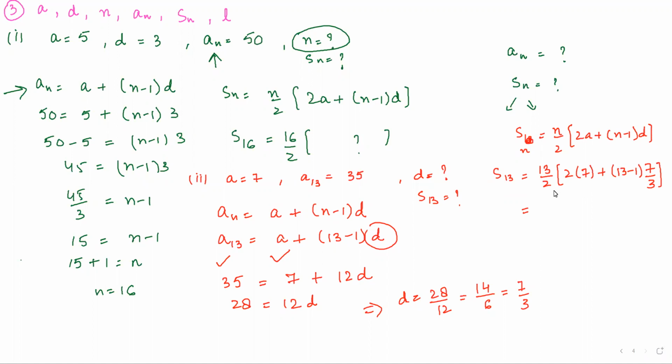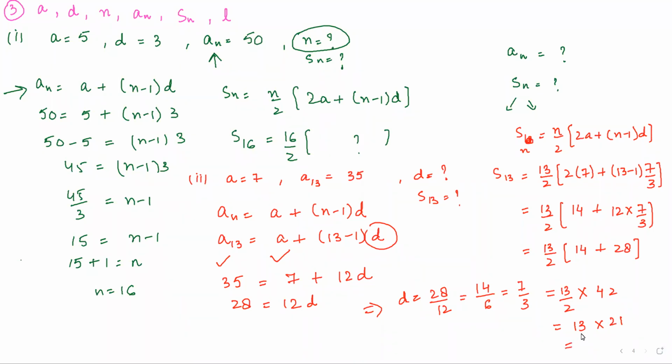Now it's simple calculation. 13 divided by 2, 2 into 7 is 14, and plus this is 12 into 7 by 3. So 13 divided by 2 into 14 plus, basically this cancels out, 3 into 4 is 12, and then 4 into 7 is 28. So 13 divided by 2. Now you add: 14 plus 28 is 42. So it is 13 into 21, and then you can multiply.